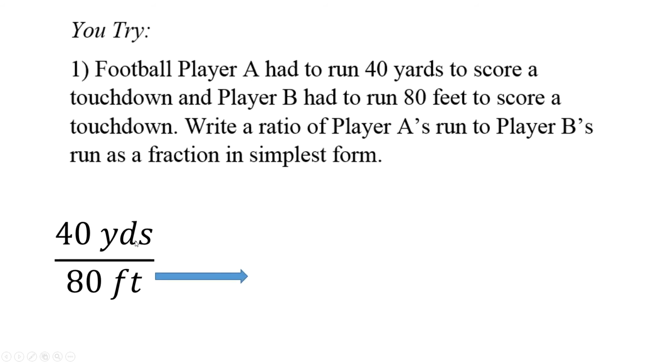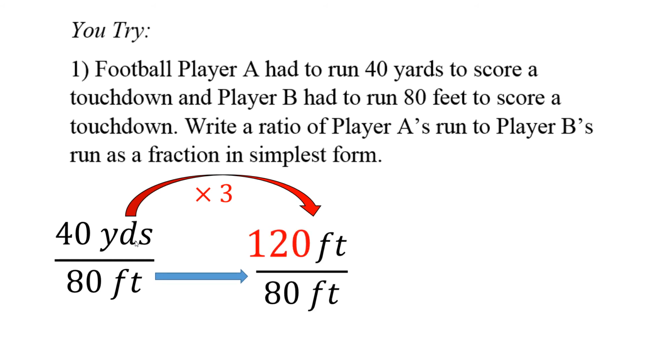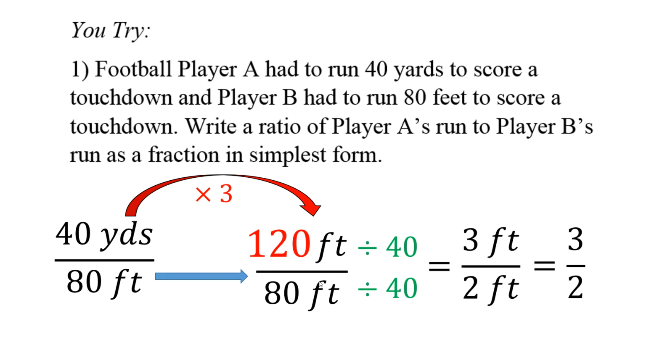So we're going to convert feet into yards. There are 3 feet per 1 yard, so 40 times 3 gives us 120 feet, which is equal to the 40 yards. Then our feet are going to cancel out because we have a common unit. We're going to simplify this, and I kept the feet here, but they're canceling out, and so the answer is 3 to 2. 3 over 2 is our comparison. Player A running further than player B.